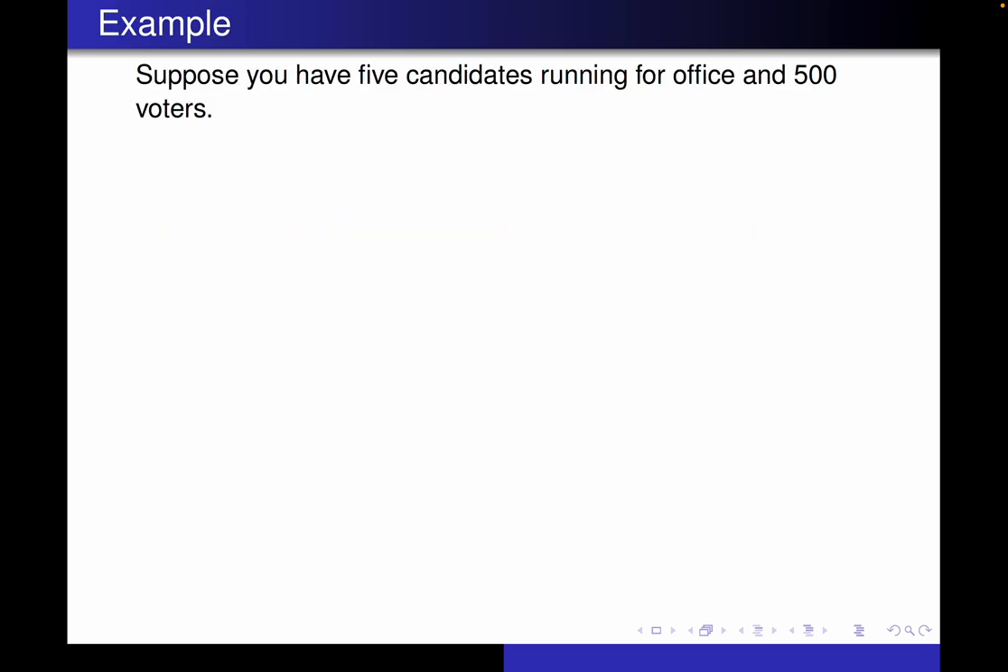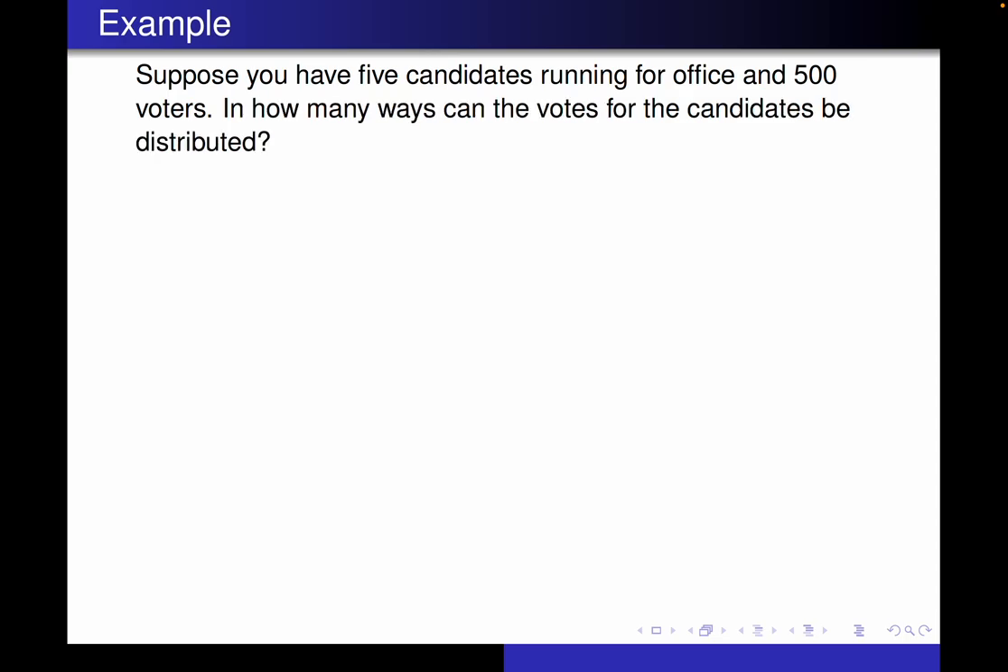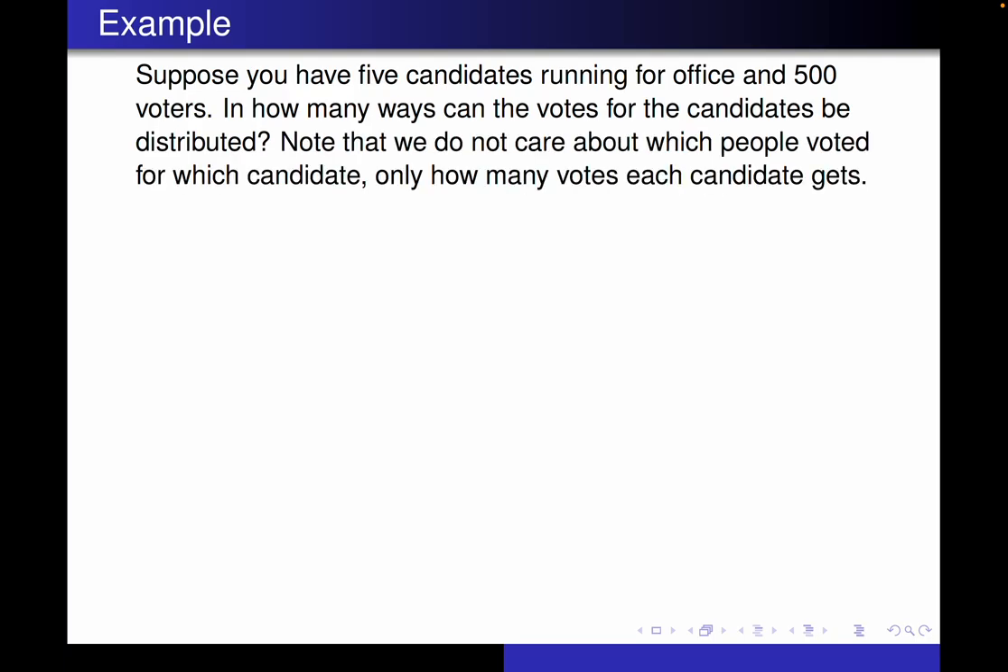So let's go ahead and work an example. Let's suppose you have 5 candidates running for office and we have 500 voters. How many ways can we count the votes? How can the votes for the candidates be distributed among them? And when we're counting this, I'm talking about the number of votes.